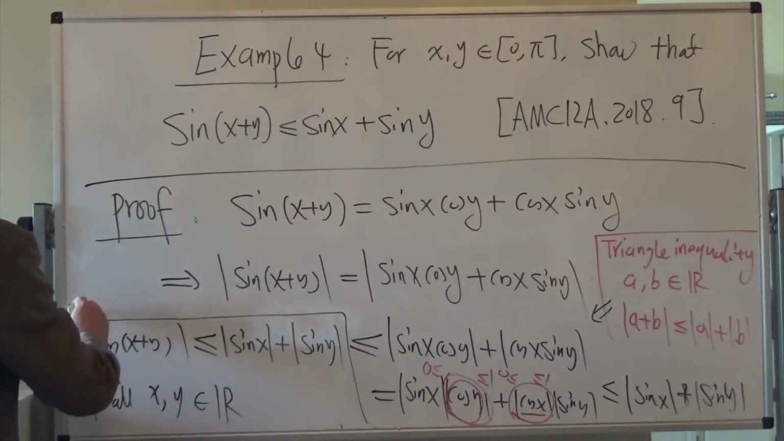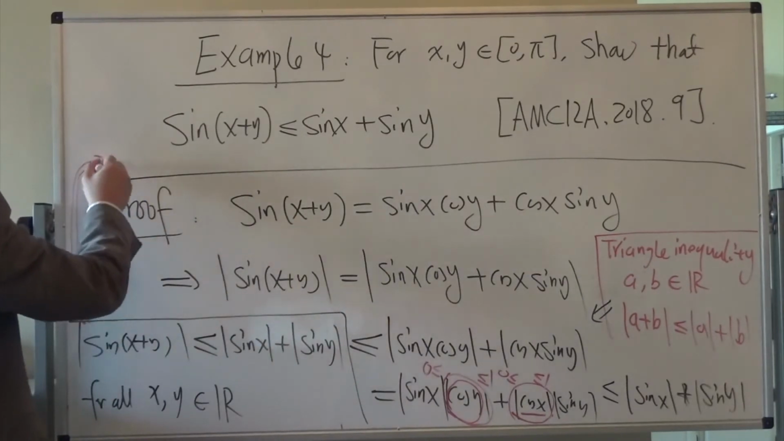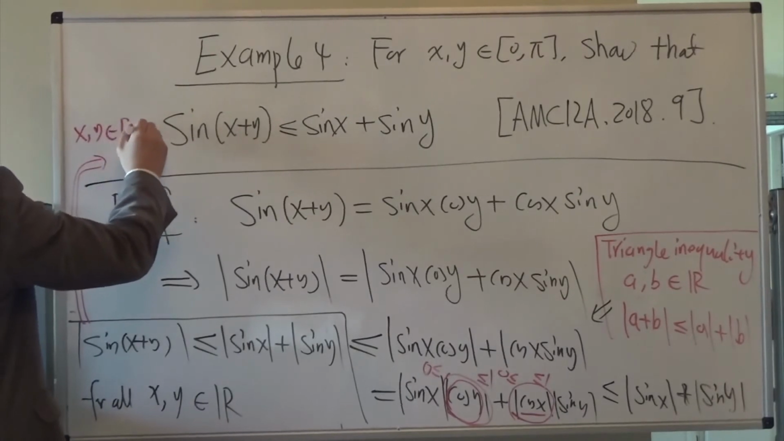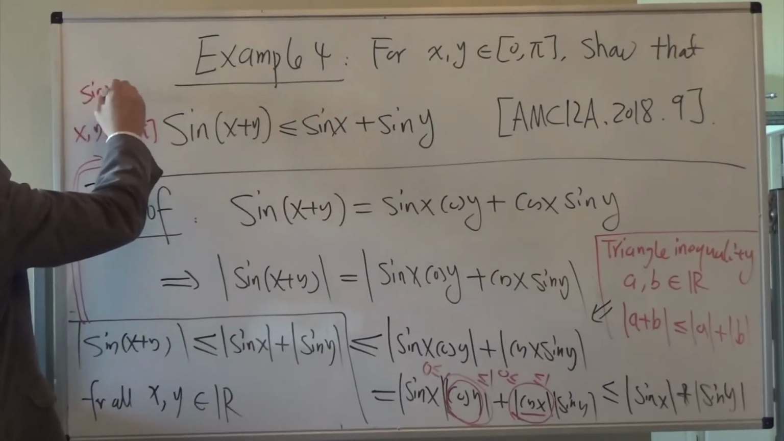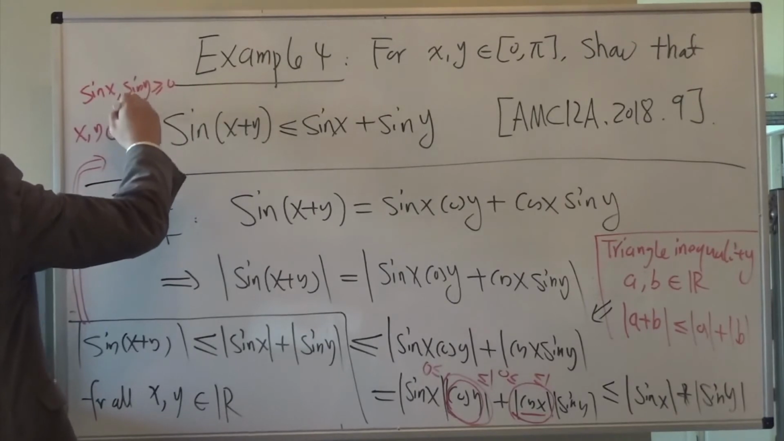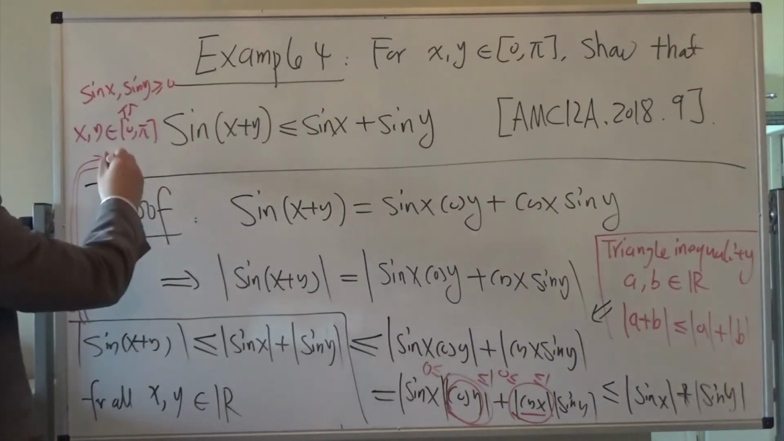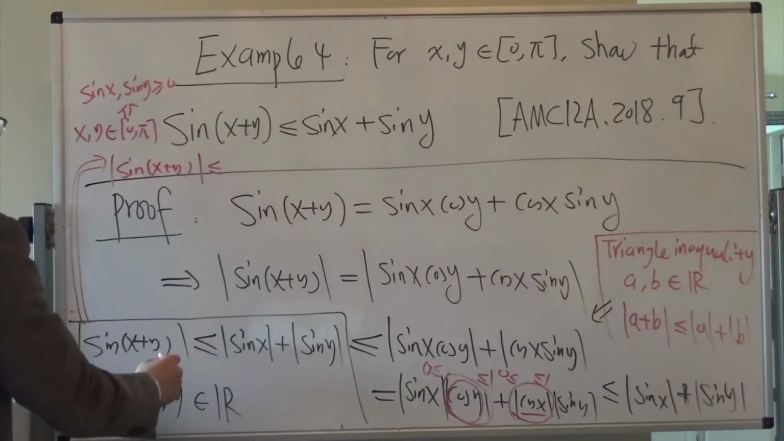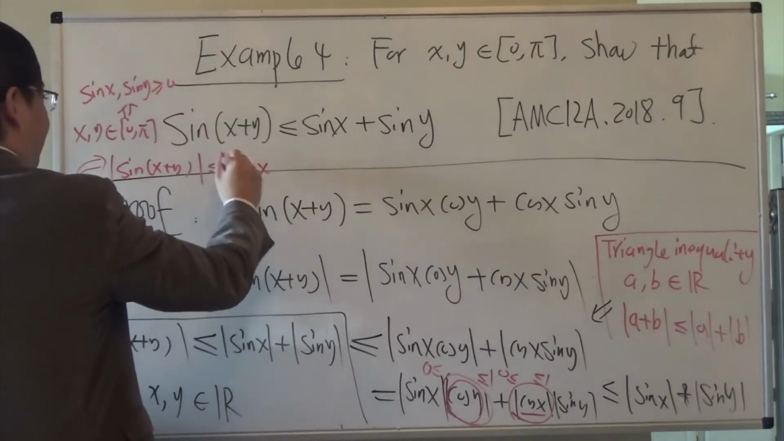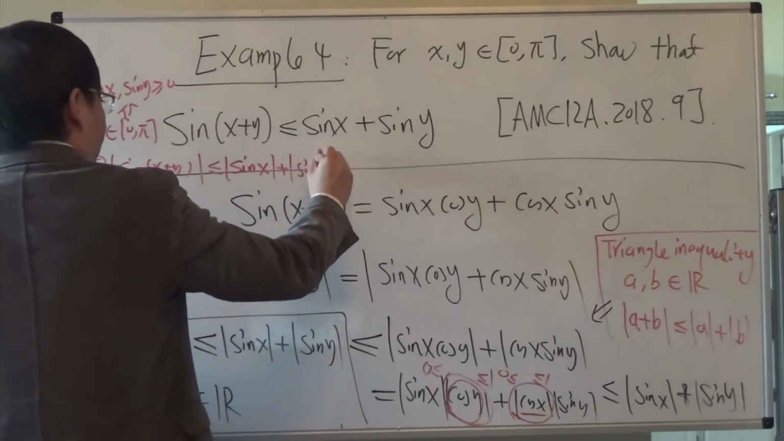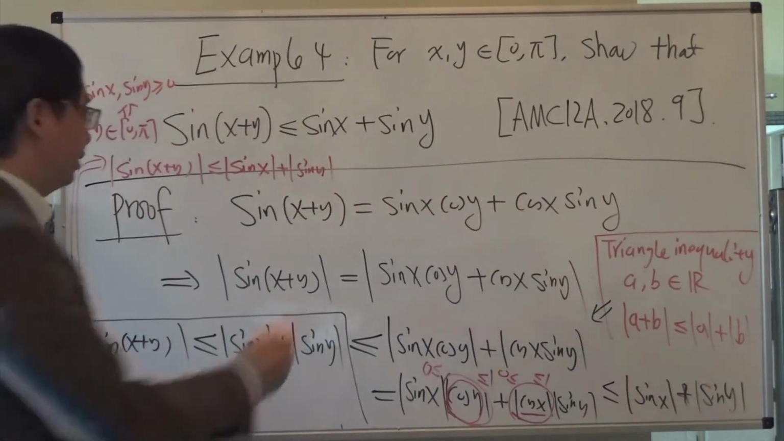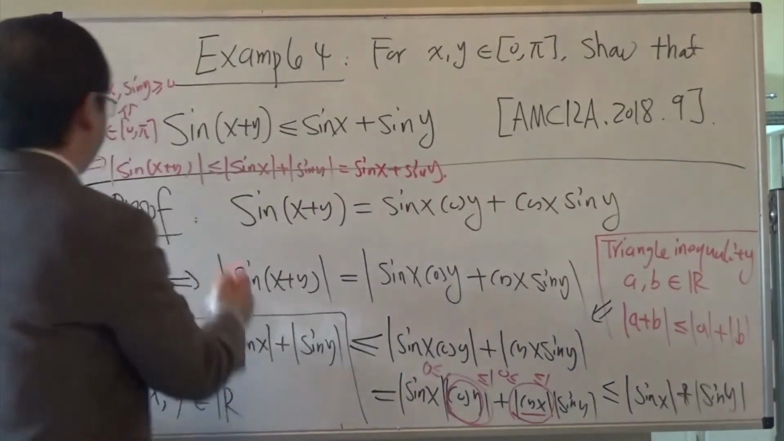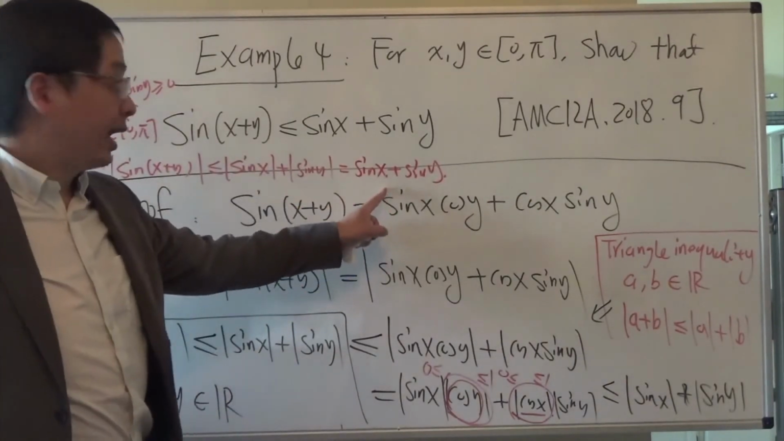So in this case, from here we derive: if I have x and y belonging to (0, pi), then sine x and sine y are both non-negative. Then I derive that the absolute value of sine(x+y) is less than or equal to the absolute value of sine x plus sine y, but both of them are non-negative, so this just equals sine x plus sine y. So I get that the absolute value is less than or equal to sine x plus sine y.